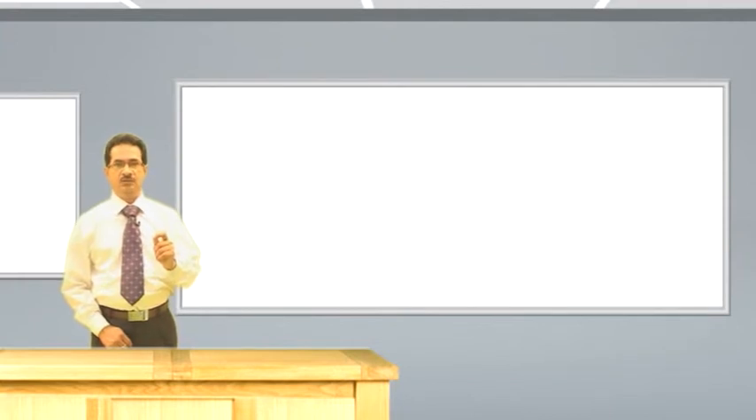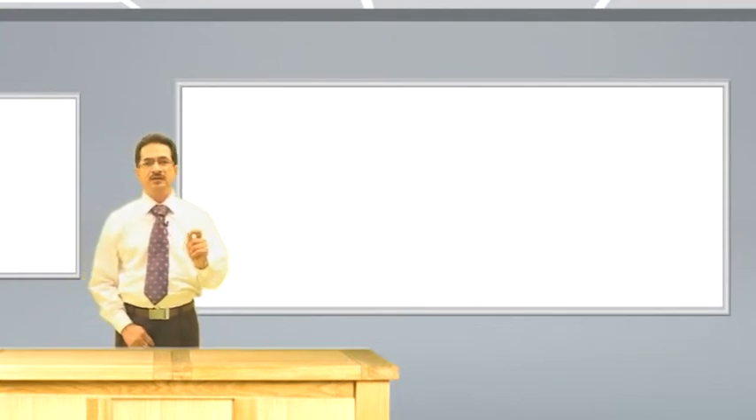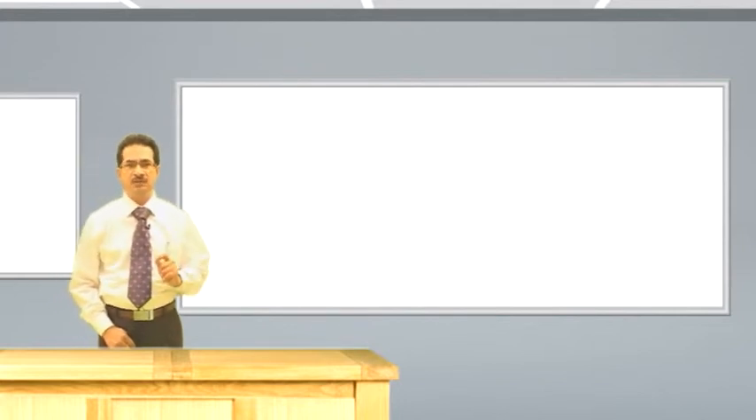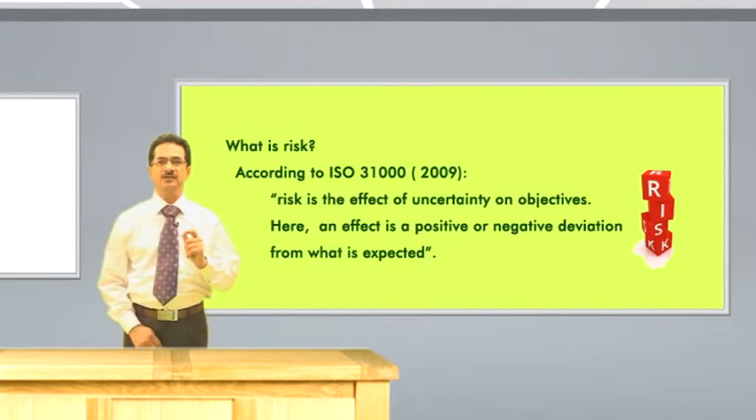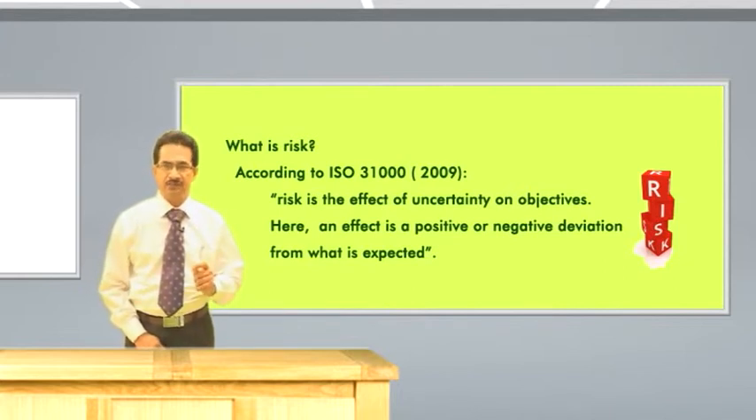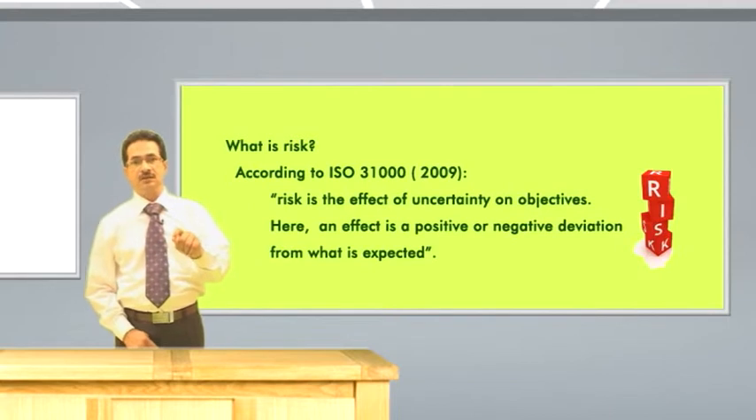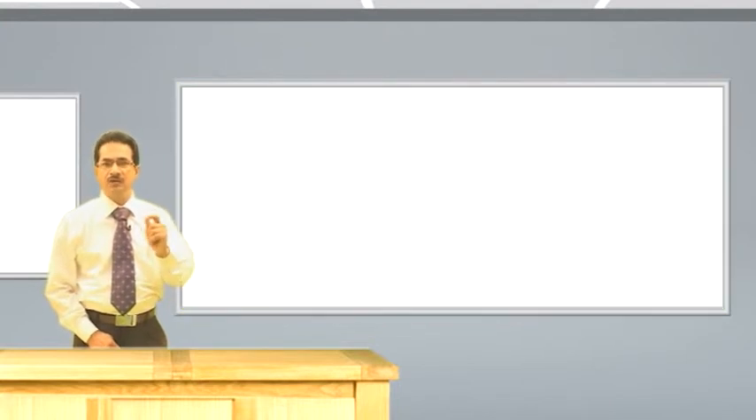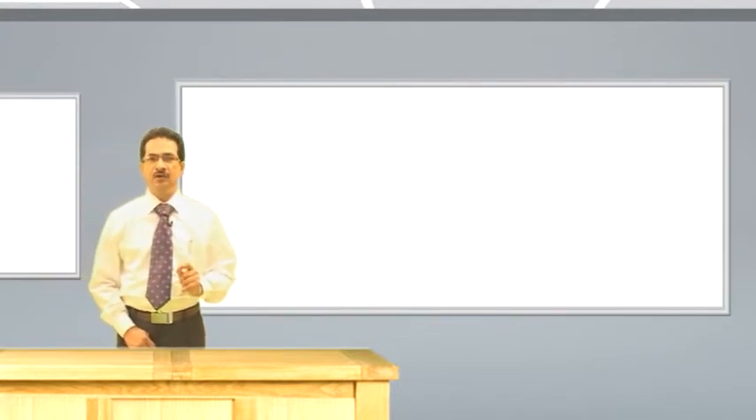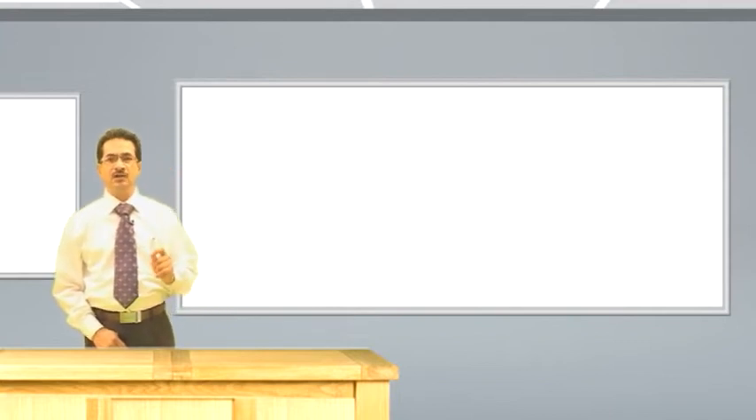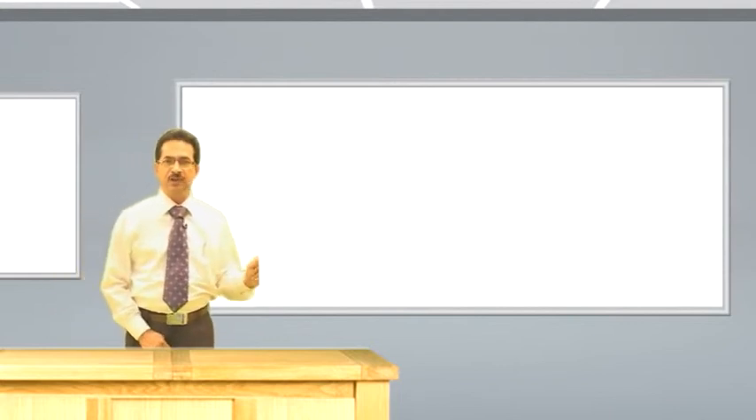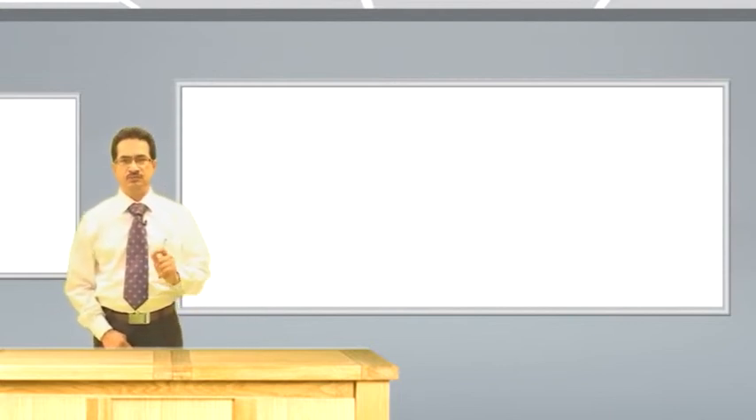Here we have to understand clearly what is risk, and again, according to the definition of ISO, risk is the effect of uncertainty on objectives, and here its effect is a positive or negative deviation from what is expected. According to this definition, risk is no longer only the probability of misfortune or adversity. Risk can be an opportunity too.